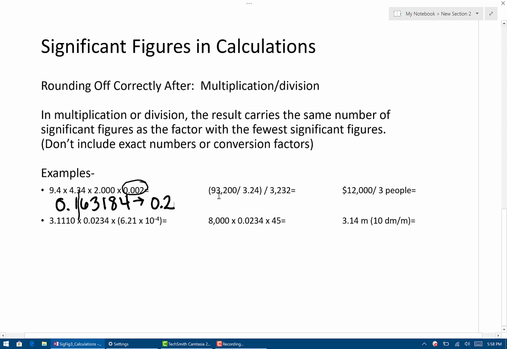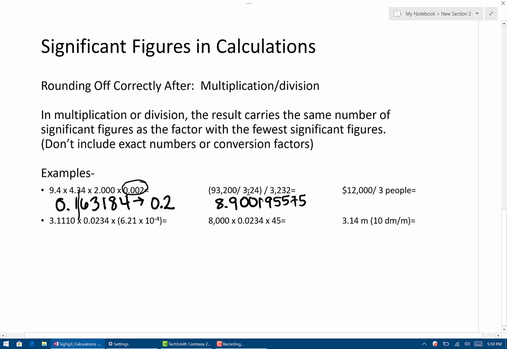All right, let's look at our next problem. 93,200 divided by 3.24, and that answer divided by 3,232. Again, if we do this calculation, we would get a number 8.900195575.